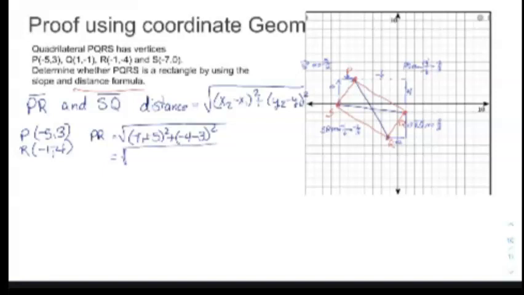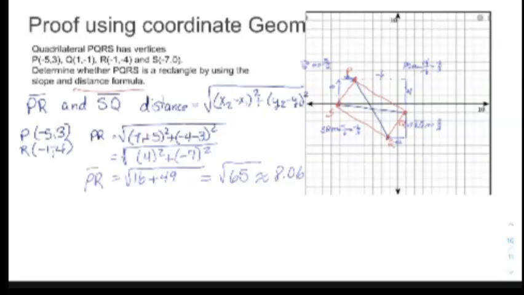So again, negative 1 plus 5 is going to give us a positive 4 squared, plus negative 4 minus 3 is a negative 7 squared. 4 squared is 16. And negative 7 squared is a positive 49. So that's going to give us the square root of 65, which is approximately 8.06. Okay, so that is the length of PR using the distance formula.